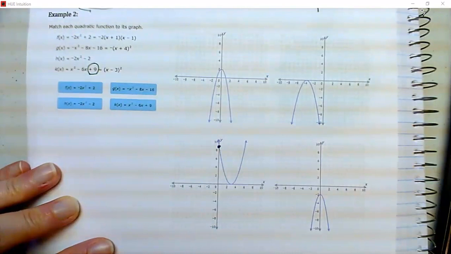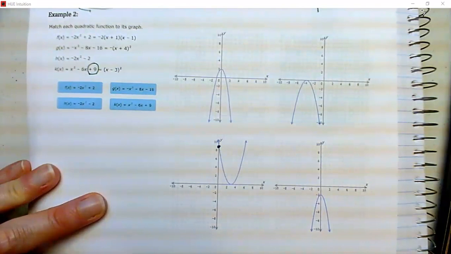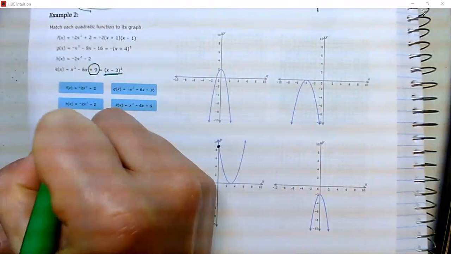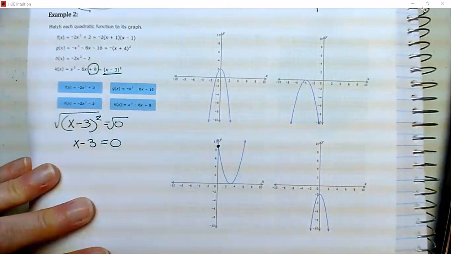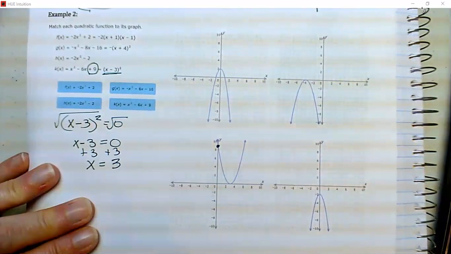So there's another way that I can try to figure out what my intercepts are. Okay, this one, in fact, if I want to figure out my x-intercept, I've got x minus 3 squared is equal to 0. I'm going to take the square root of both sides. The square root of 0 is 0. So x minus 3 is equal to 0. Add 3 to both sides. This one actually only has one x-intercept, right? And it is at 3. So this one is our k of x.